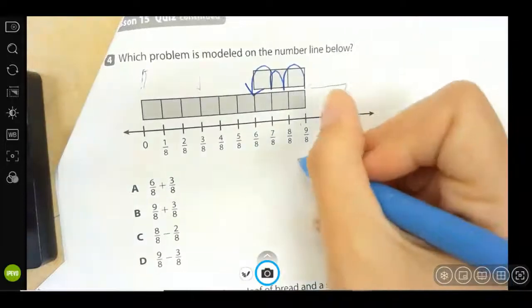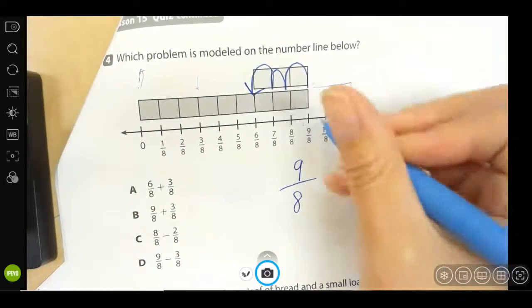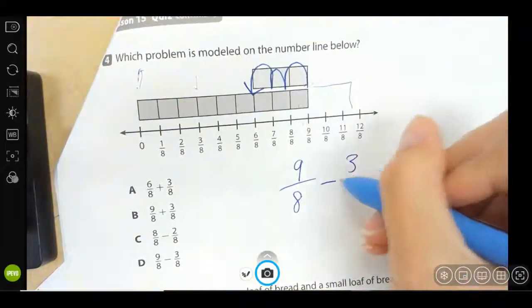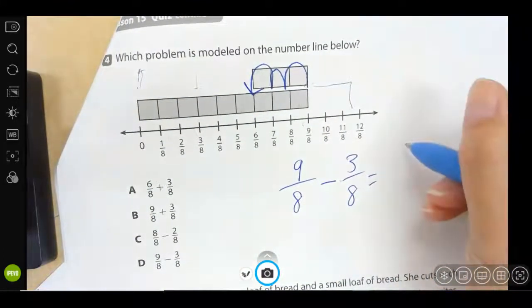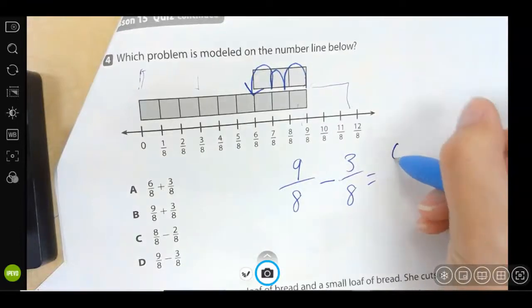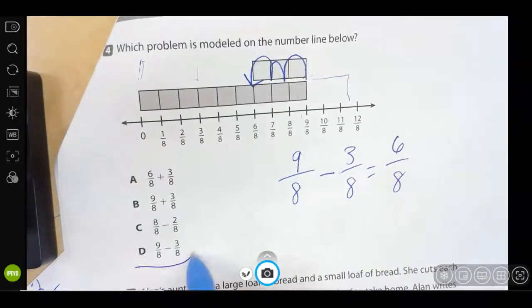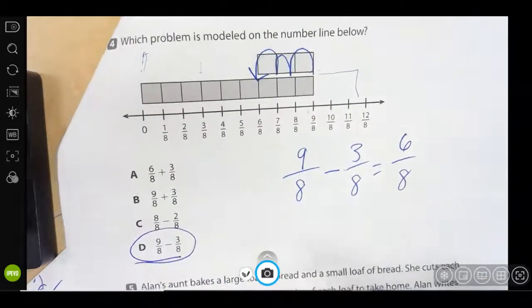So our equation should be 9/8, because that's what we're starting at. And then how many 8s do we subtract? 3. So what would be our answer? 6/8. Good. So what's the correct choice? D. Good. Okay.